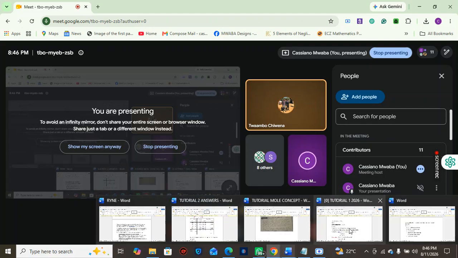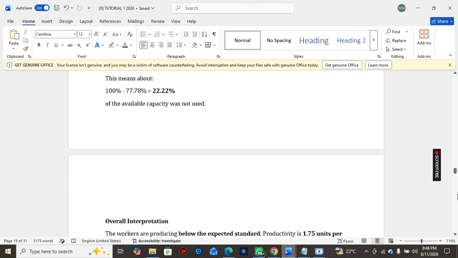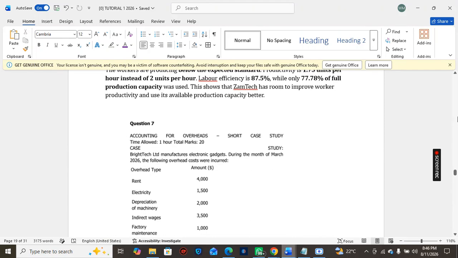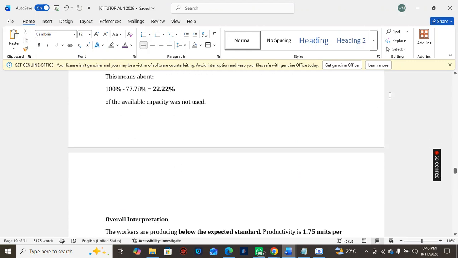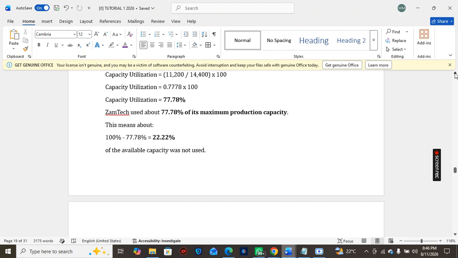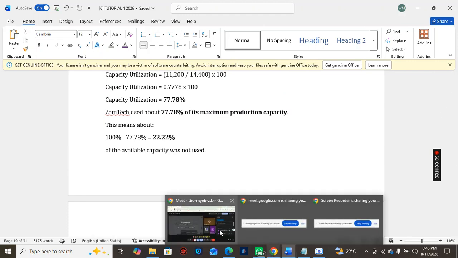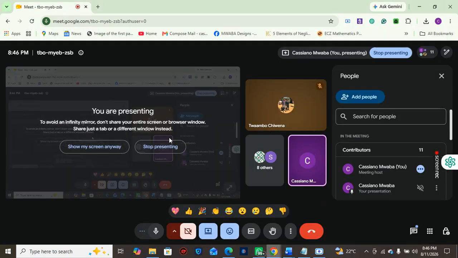Then the labor capacity ratio: we only used what percentage? 78% of our full capacity. The other 22% of our capacity was wasted. So is it okay to use 78% of your full capacity, colleagues, if you are in a factory?